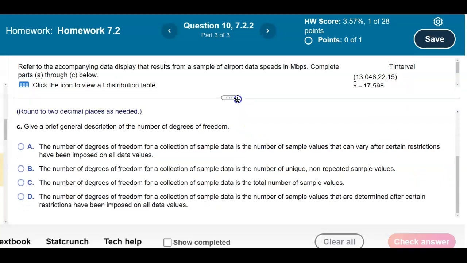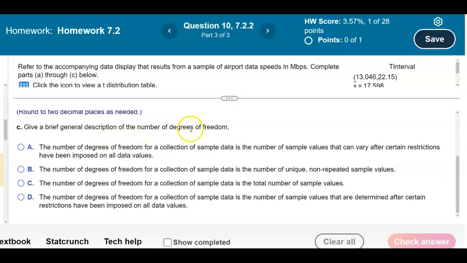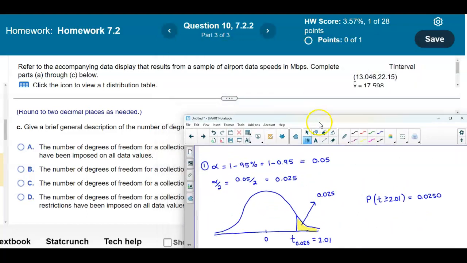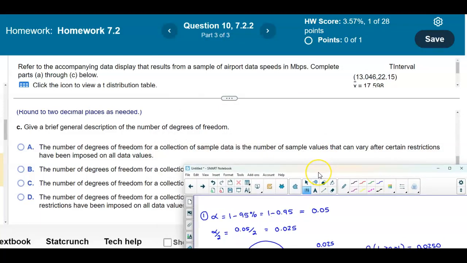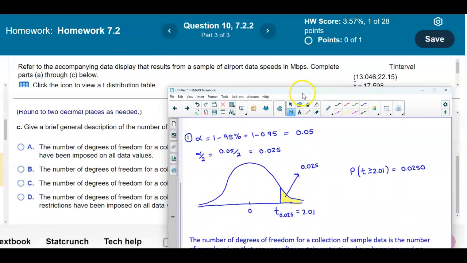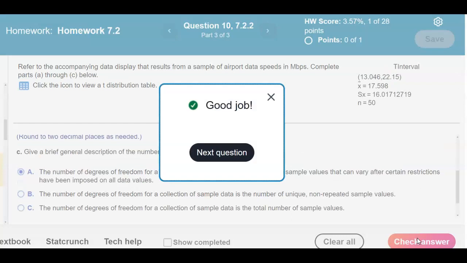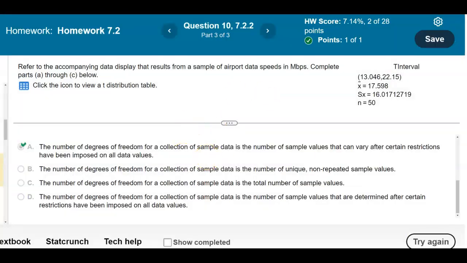Now the next question says, give a brief general description of the number of degrees of freedom. Well, the number of degrees of freedom for a collection of sample data is the number of sample values that can vary after certain restrictions have been imposed on all data values. So that means our answer is going to be A. And those are the results for this question.